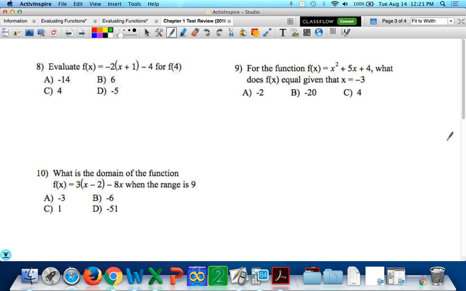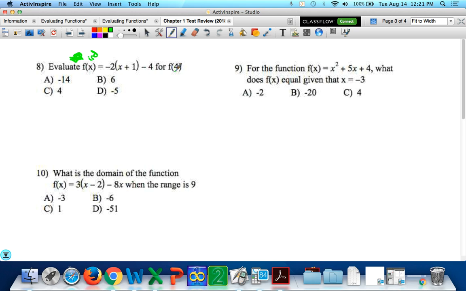Okay, on to our next page with number 8. This is where we get into function evaluation. Our first one says f of x equals -2 times (x plus 1) minus 4. Now, this is saying f of x, meaning that our function relies on this independent variable x.